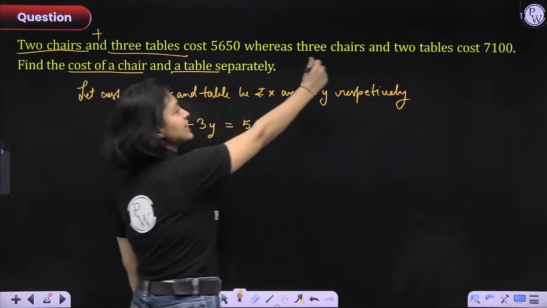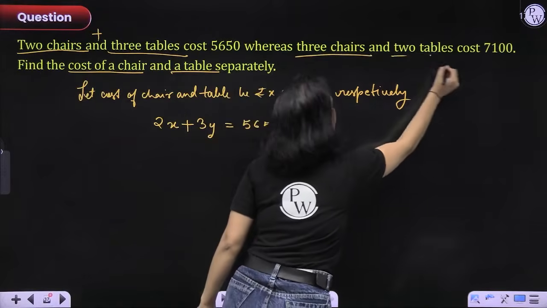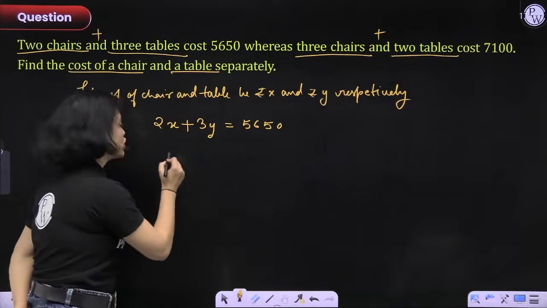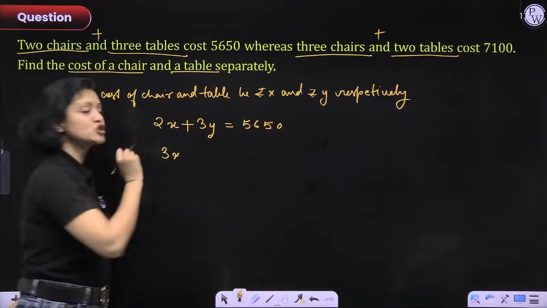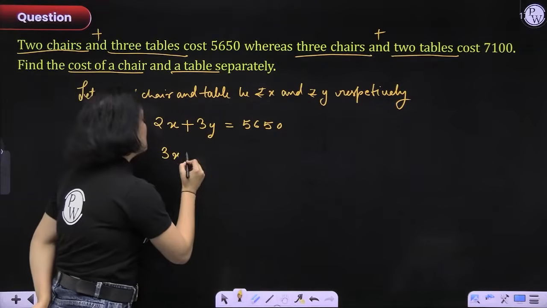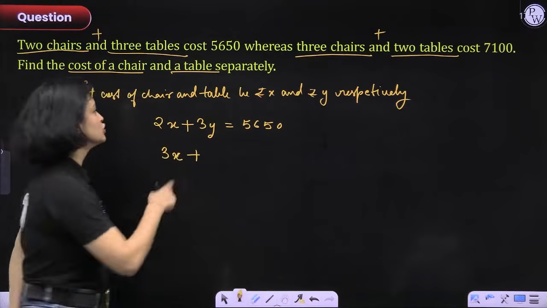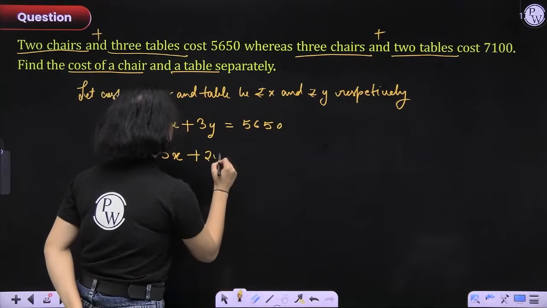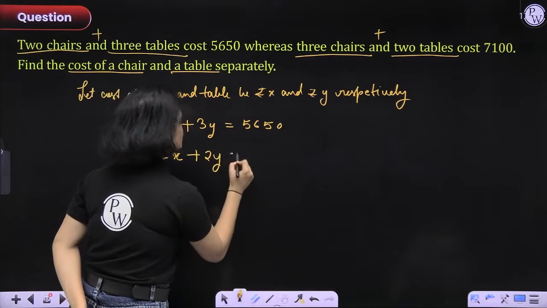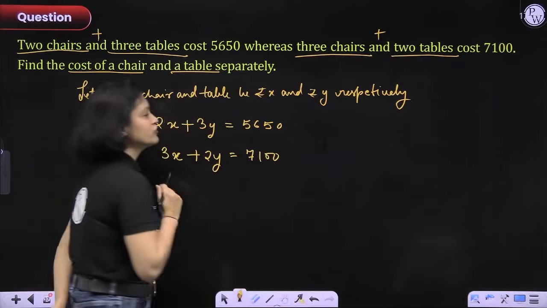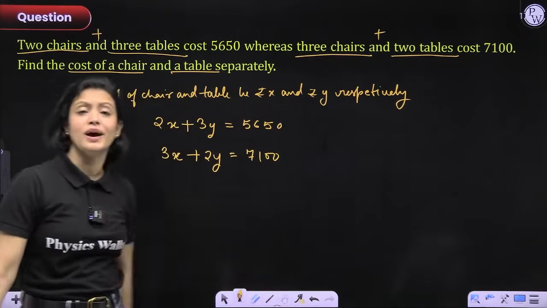Now, let's move on to the second part: 3 chairs and 2 tables. For the next part, they are buying 3 chairs. So the cost of 3 chairs would be 3 into the cost of 1 chair, that is 3x, plus the cost of 2 tables, which would be the cost of 1 table multiplied by 2. So 2y is equal to what? They are giving it as 7100 rupees. You have to solve both the equations and get the values of x and y respectively.